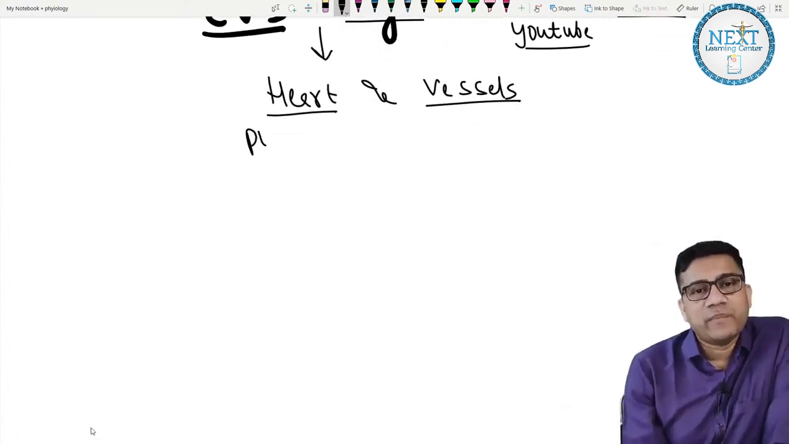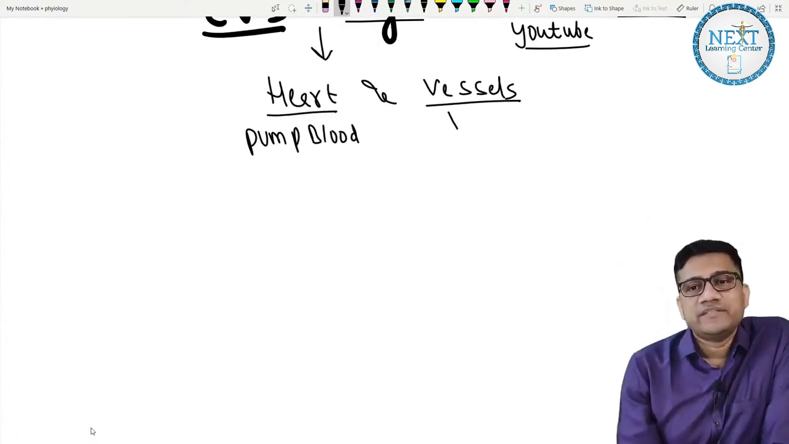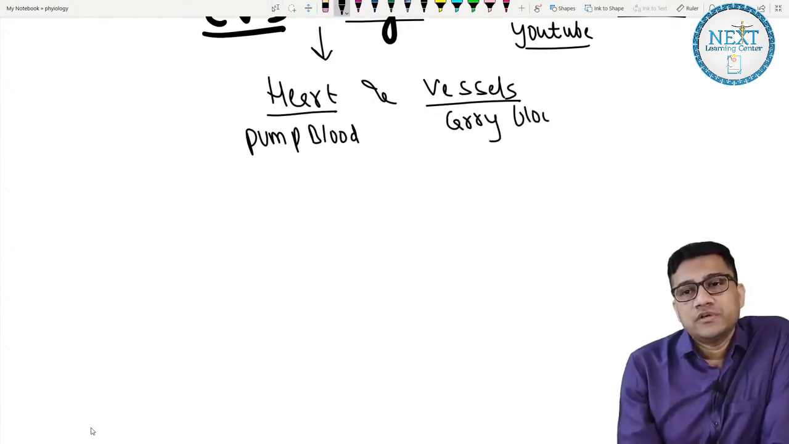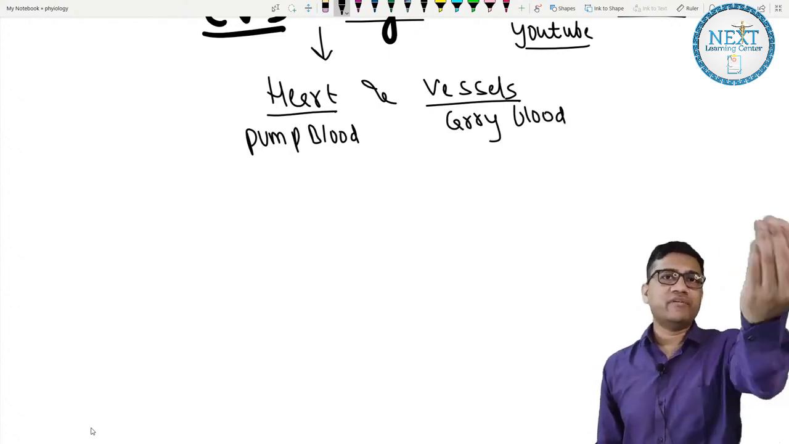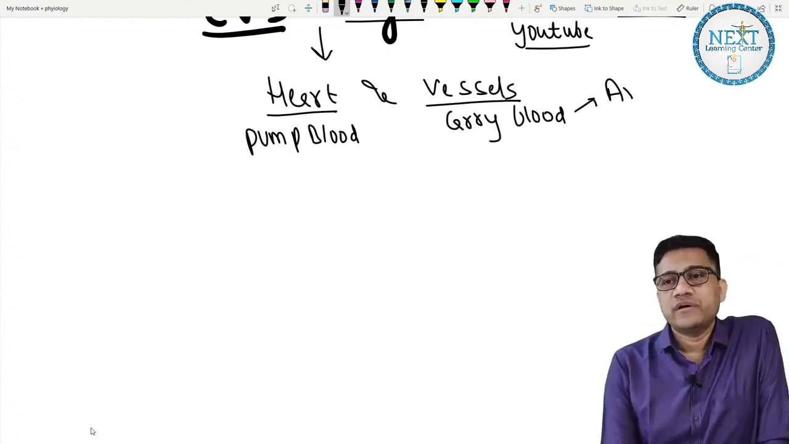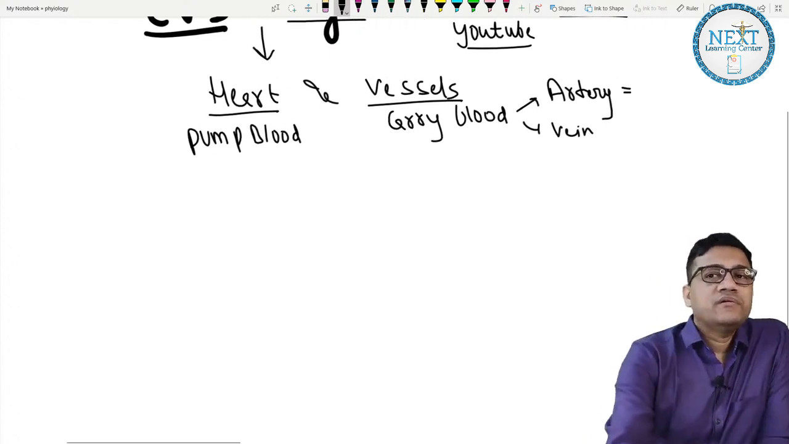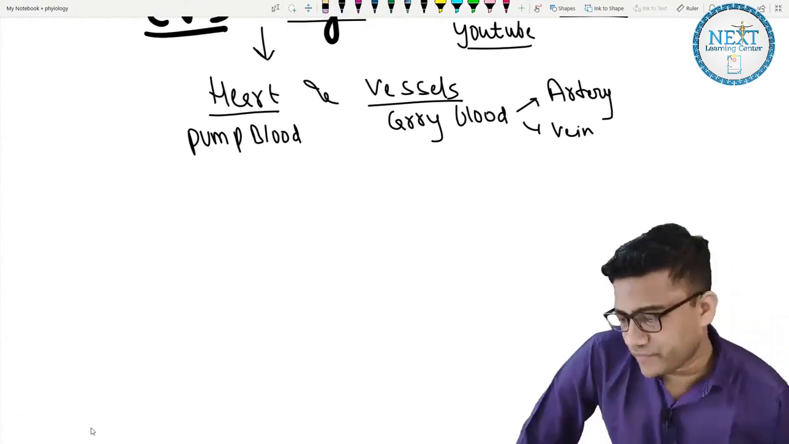So, heart and vessels. The heart is for pumping blood, and vessels carry blood. There are two kinds of vessels, artery and vein. Arteries take blood away from the heart, veins bring blood towards the heart. Very basics I'm telling you. So artery, blood away from the heart, vein towards the heart. You know this basics.